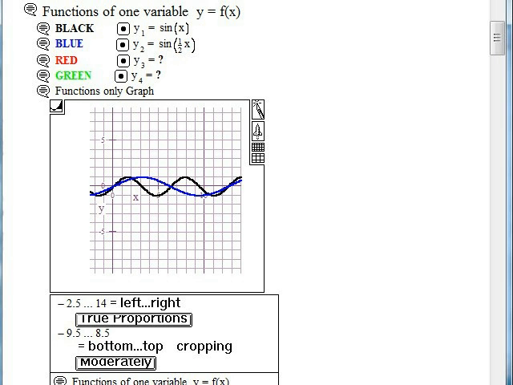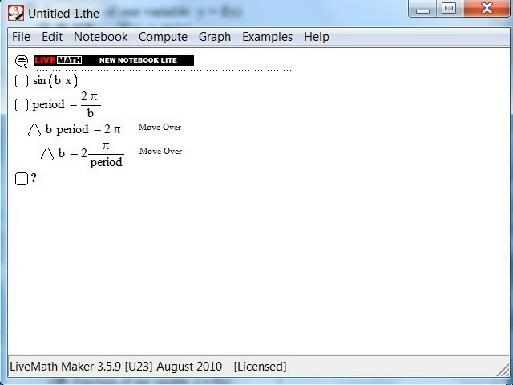Well, does that make sense from our equation here? If b is equal to a half, do we get 4 pi? Actually, I can do this kind of substitution. Say b equals 1 divided by 2. Select that equation. Stick it in for b. And it calculates period equals 4 pi.